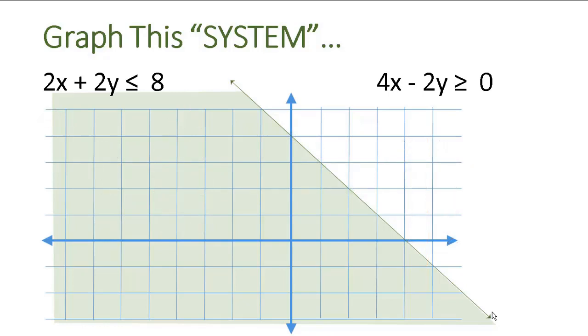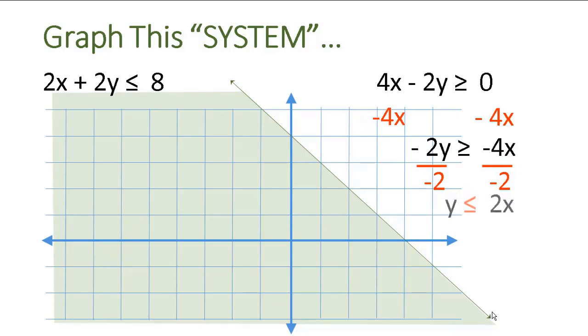Let's see, again, we have to solve for y. So I'll subtract 4x from both sides. And now I'm going to have to divide by negative 2. Now remember, when you divide by a negative number, you have to flip the sign. So I flipped it to y is less than or equal to 2x. Now negative 4 divided by negative 2 is a positive 2x, right? Okay, so again, we got y by itself.